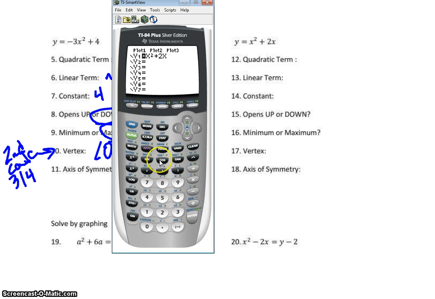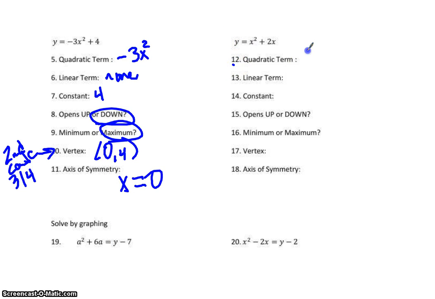And we've already got it there, but we've got some other questions to answer first. Your quadratic term is x squared. Your linear term is the one with x, and so it is 2x. And your constant would be the number by itself. There's not one, so it's either 0 or you could put none.